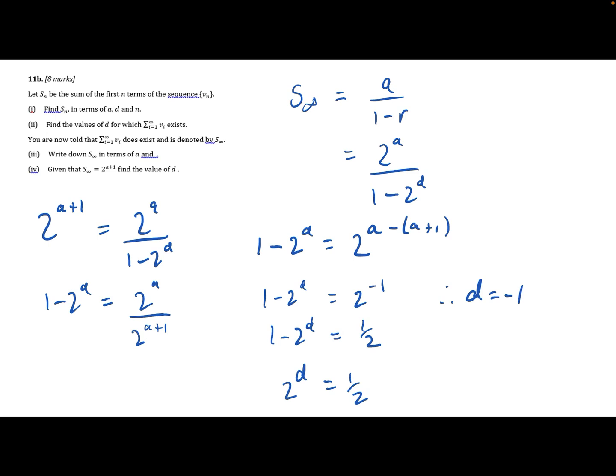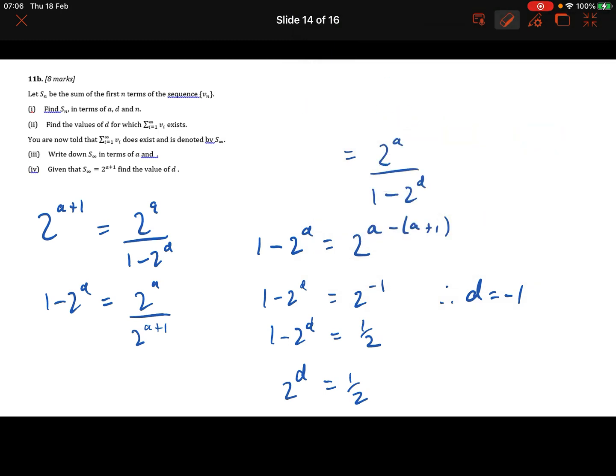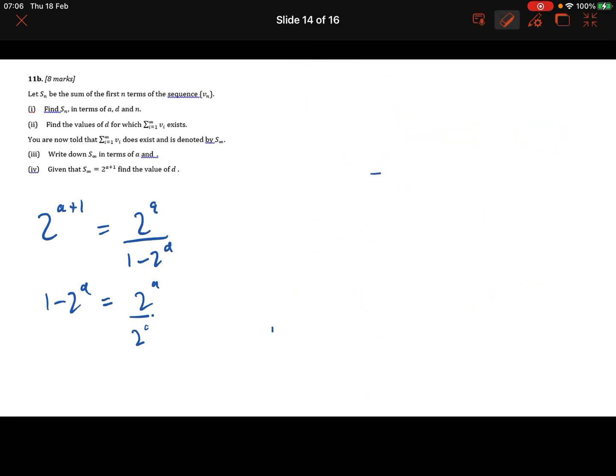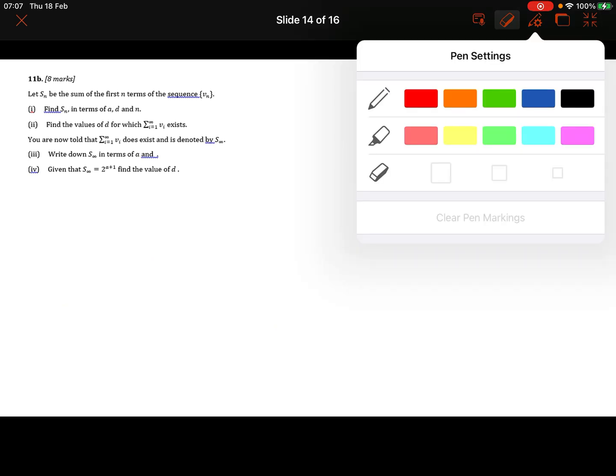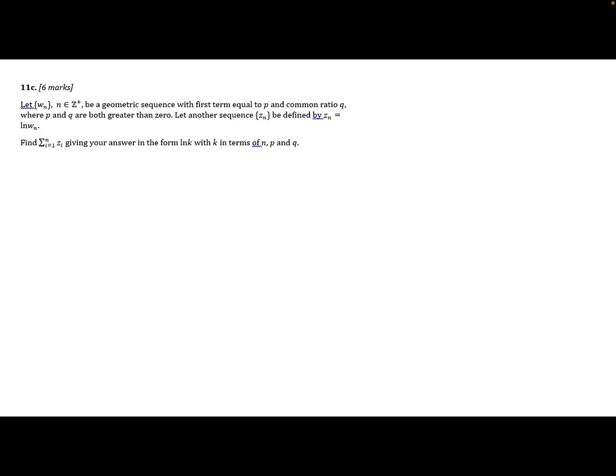So I think parts A and B of question 11 weren't really that difficult. You were probably just bamboozled by the language, an algebraic question rather than a number-based question. But, you know, it really shouldn't matter. You should still be able to do it. This next one is a difficult question.